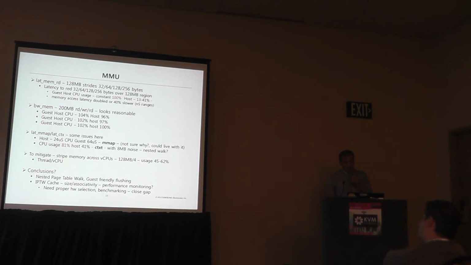Latency mmap, latency context. So mmap is off, but we could live with mmaps. How often do you do forks and execs and things like that? That we can handle. But we cannot handle the context switches. If you introduce 8 megabytes of noise, you're dealing with about 81% overhead, 81% extra CPU usage. This benchmark is just doing context switching. We're not talking about context switching of the overall application, but that's what the benchmark is testing.